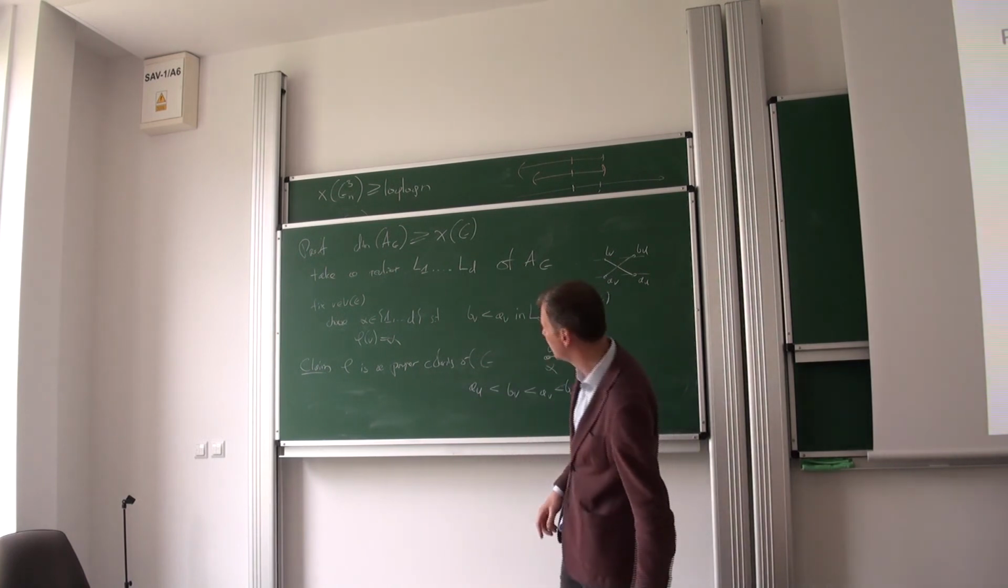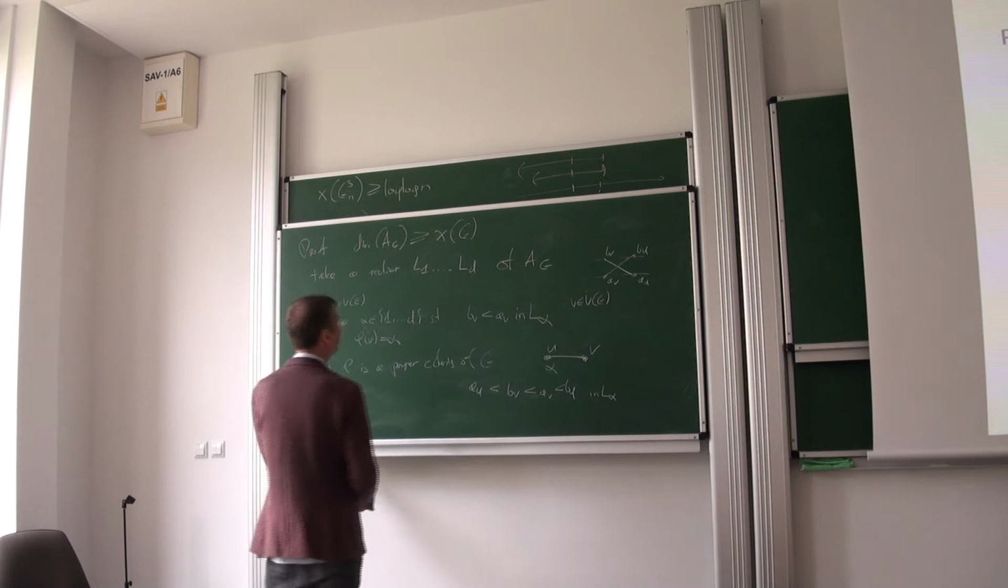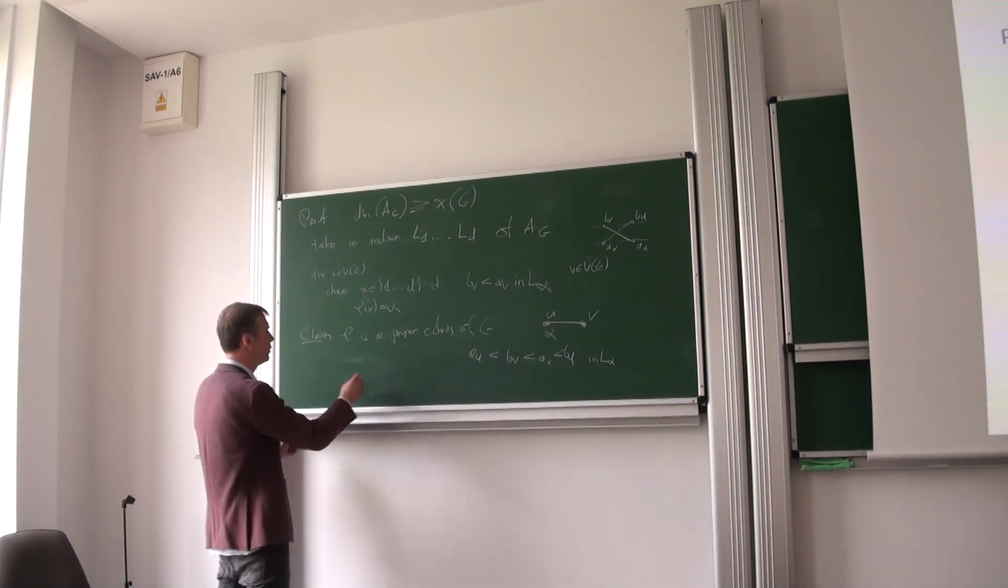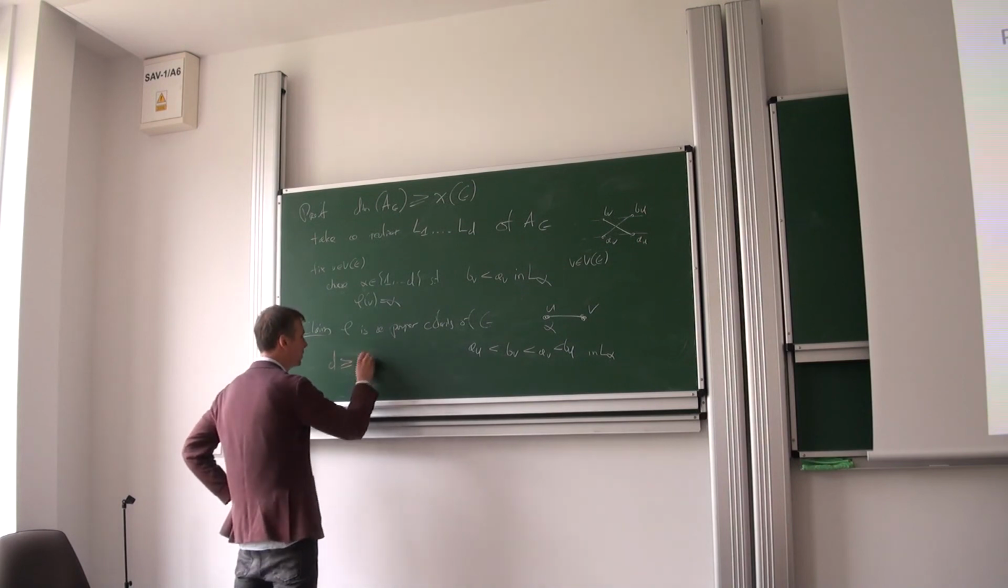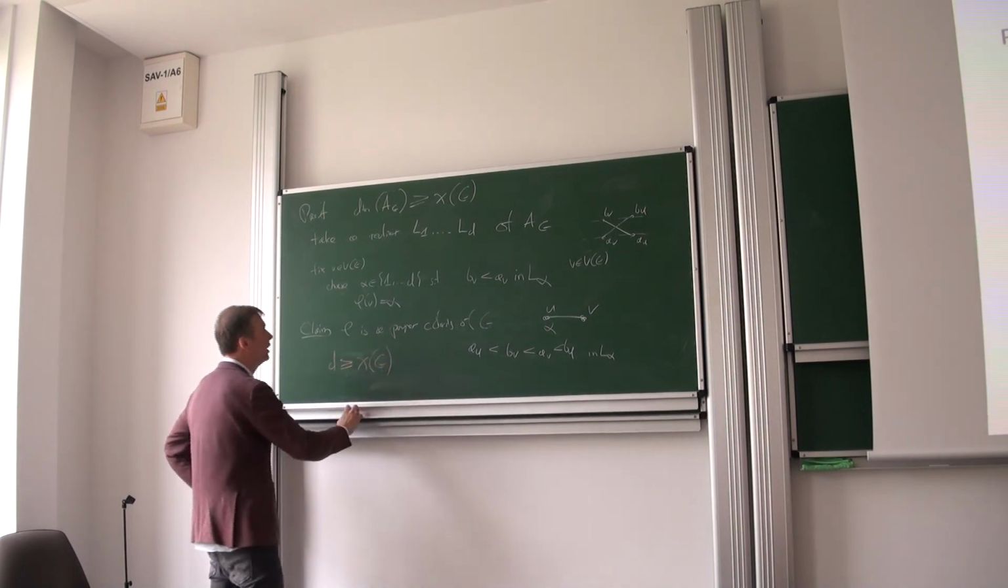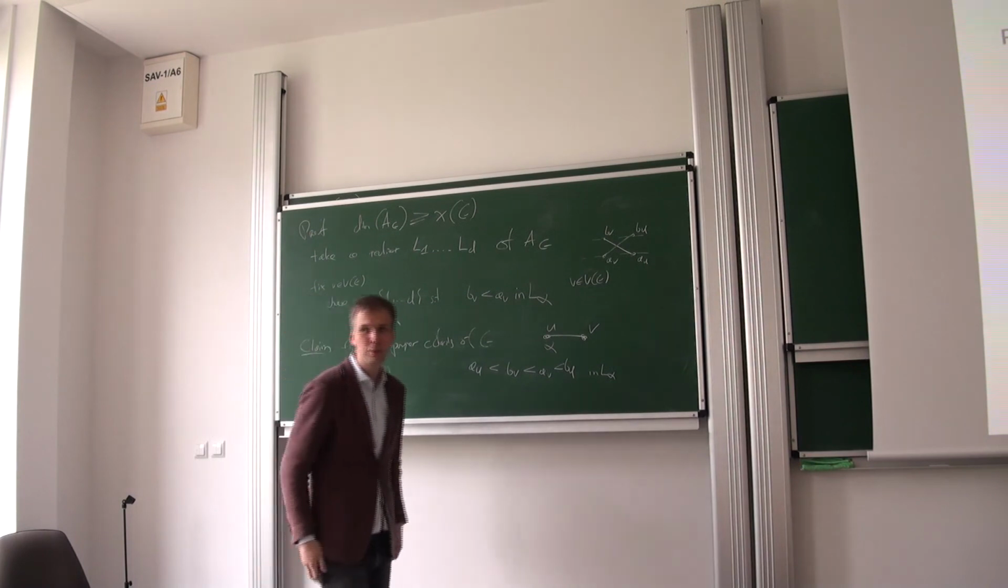And since the number of colors we use is d, we have proven that d upper bounds the chromatic number of the graph. And when we take the optimal realizer, we prove the inequality.